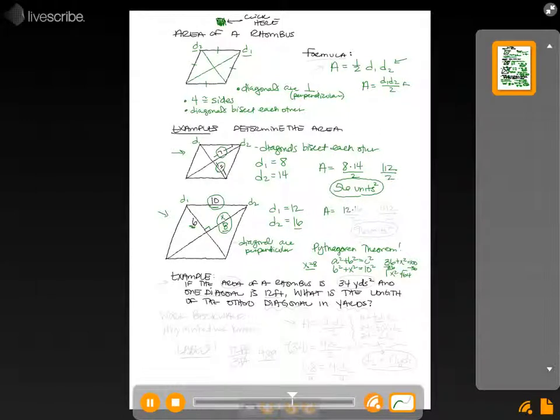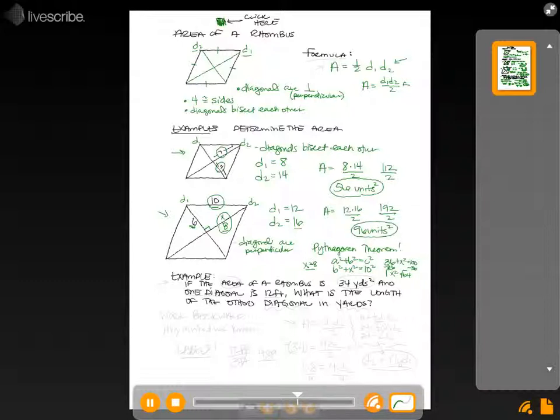A equals 12 times 16, and we're going to divide that by 2. If we multiply 12 and 16, we end up getting 192. We're going to divide that by 2, and we would end up getting 96. Again, it doesn't have a label, so we're going to leave it generic, units squared.